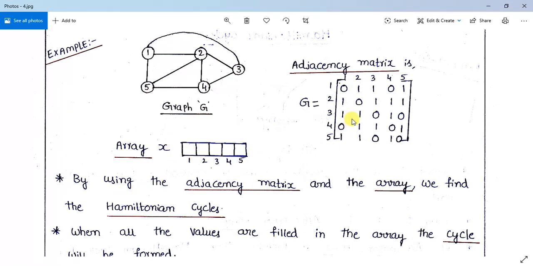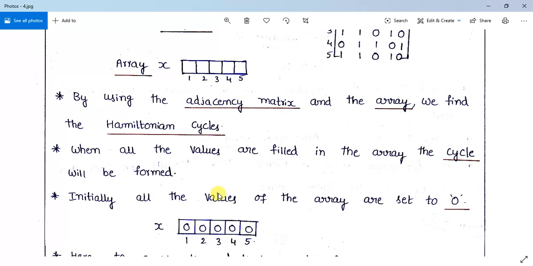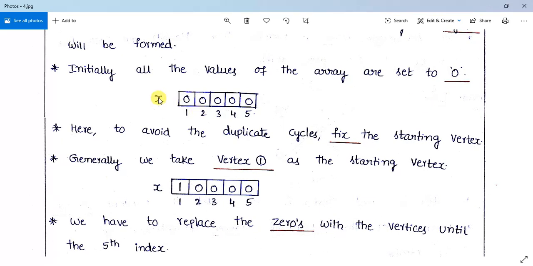By using this adjacency matrix and the array, we are going to find the Hamiltonian cycles. I will show you how to find these cycles using this matrix and the array. When all the values are filled in the array, the cycle will be formed. Initially you consider an array and fill all the values as 0, like this: 0 0 0 0. Since you have not visited any vertices, you fill with 0.